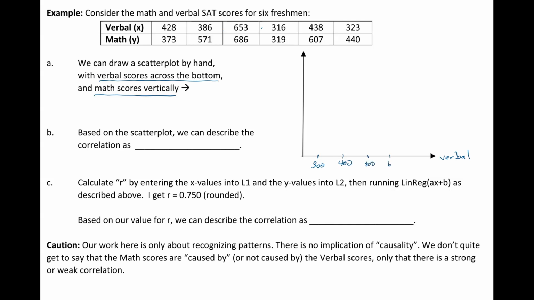And then I'm going to go all the way up to 700, so that way I'll be able to include all the data values. And it looks like the same labels for the y-axis, which will be the math scores. So I'll label the y-axis math, and again label from 300 by hundreds up to 700.